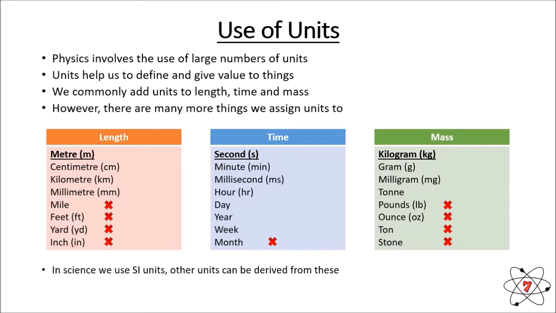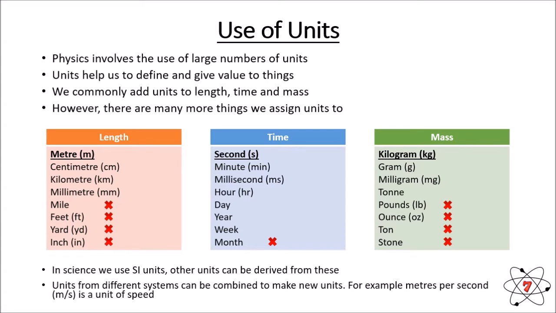Miles, feet, yards, and inches are not derived from meters. And because it's not derived from our SI unit, it's not a very good unit, so we don't use them in science. The same is true for time. We don't use months. It's not a good unit. For mass, we don't use pounds, we don't use ounces, we don't use the ton, and we don't use stone because they're not derived from kilograms. We can also combine different units. So if we need a unit of speed, we need to combine a unit of length and a unit of time. So meters per second is a unit of speed, has a unit of meters and time combined.